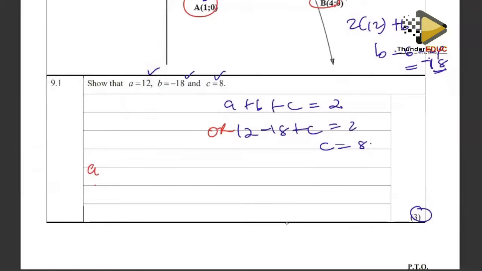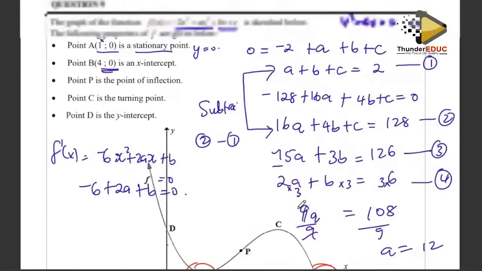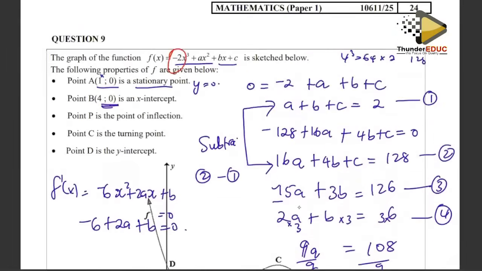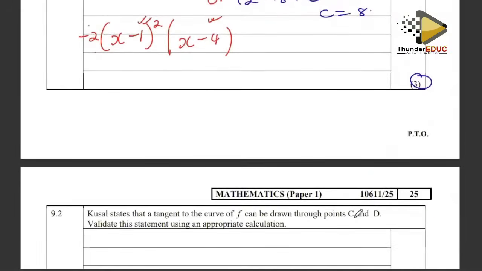Let me just use negative 2, since the first term is a negative 2. (x minus 1) squared into (x minus 4). If we open this up, because this is a turning point and an intercept, that's why we are squaring it. This is another point. We are saying our a is a negative 2 because it is represented there. So if I open this up, let's see if we get the same thing very fast.